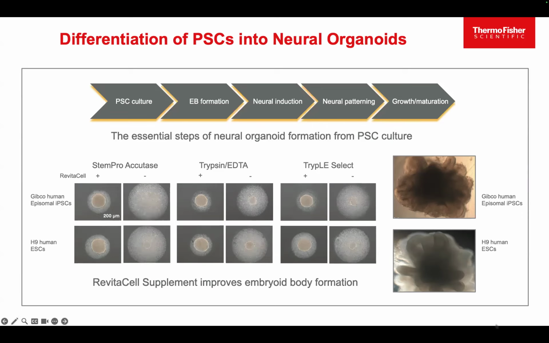Just quickly along the bottom here, we're looking at data with regards to embryoid body formation with or without RevitaCell supplement here. RevitaCell is something that we offer that allows us to improve cell viability and recovery and also reduce variability. Basically what it does is it minimizes the impact of stress on cells. But as you can see in these pictures at the bottom here, what we found was that the addition of RevitaCell improved embryoid body formation in a couple of different cell lines and a couple of different dissociation reagents.